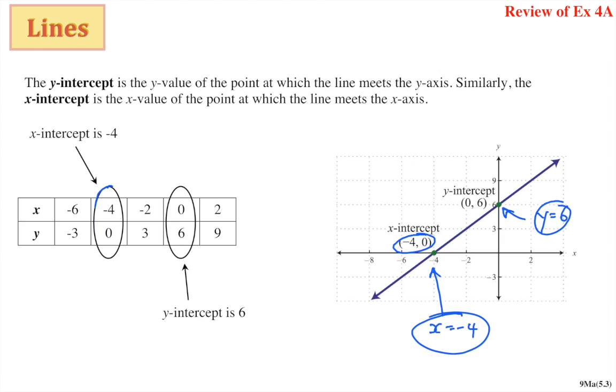And the x-intercept and the y-intercept, as we'll see here, have to have one of the two values 0, because this is at -4, 0. This one's at 0, 6. So we can see that one of the values has to be a 0.